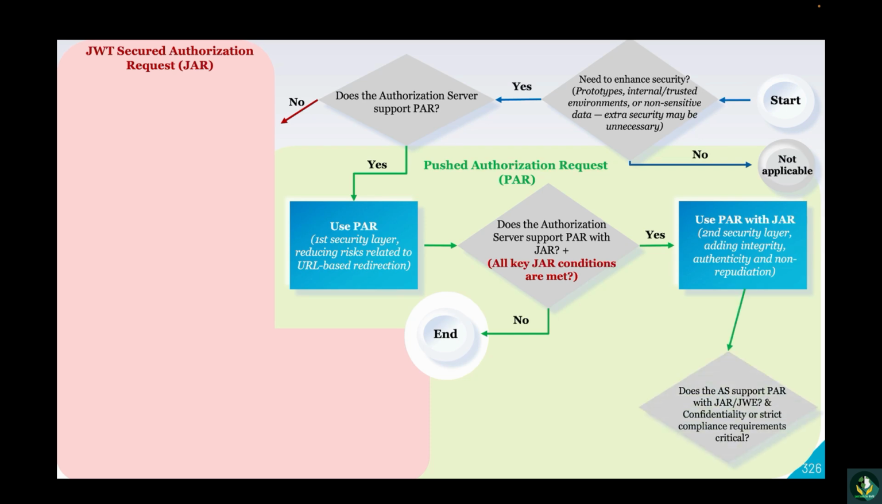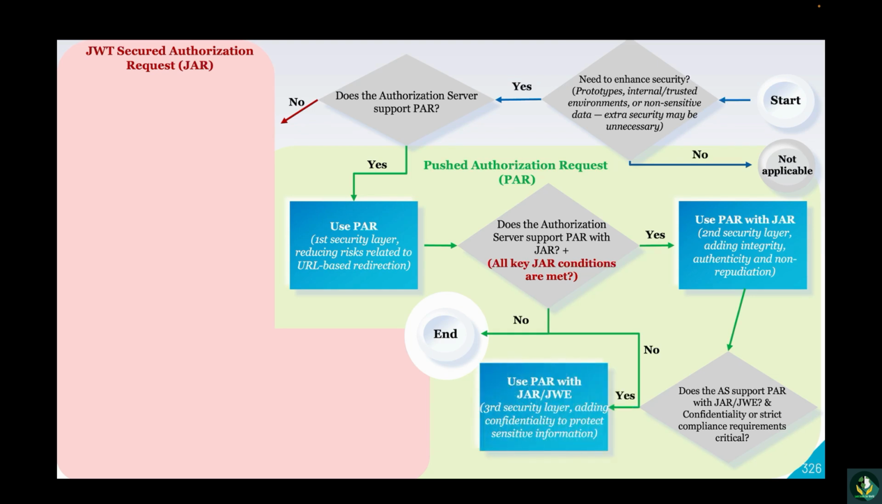Now we move on to the final layer of security by checking whether the authorization server supports PAR with JAR combined with JWE, JSON Web Encryption. If confidentiality or strict compliance requirements are not critical, we stop here. If confidentiality is important and supported, we proceed to use PAR with JAR and JWE as the third security layer, which adds confidentiality to protect sensitive information in the authorization request.